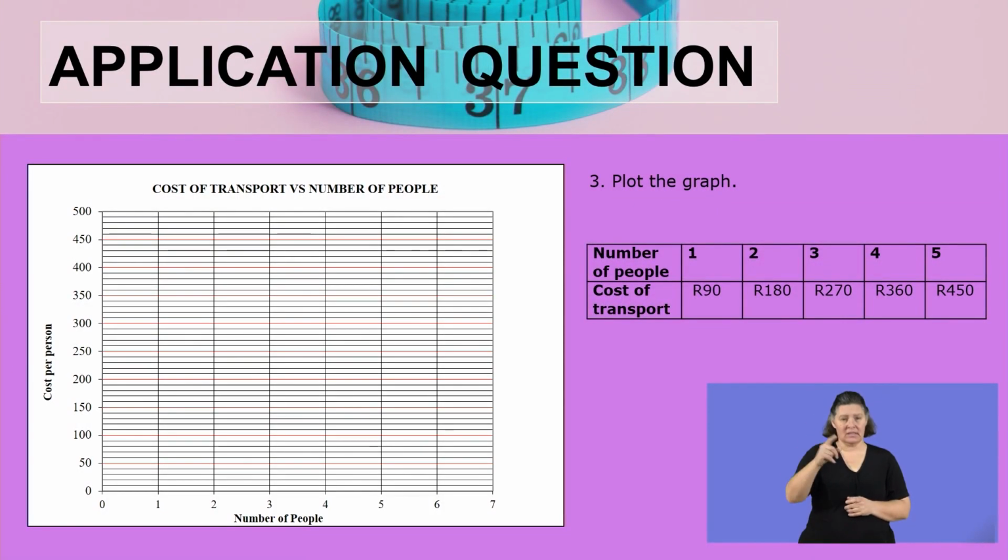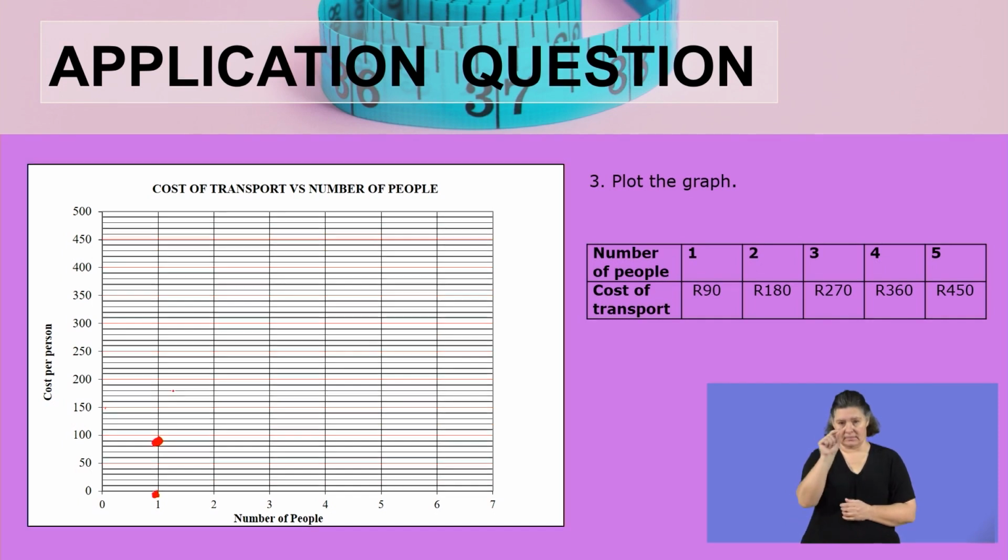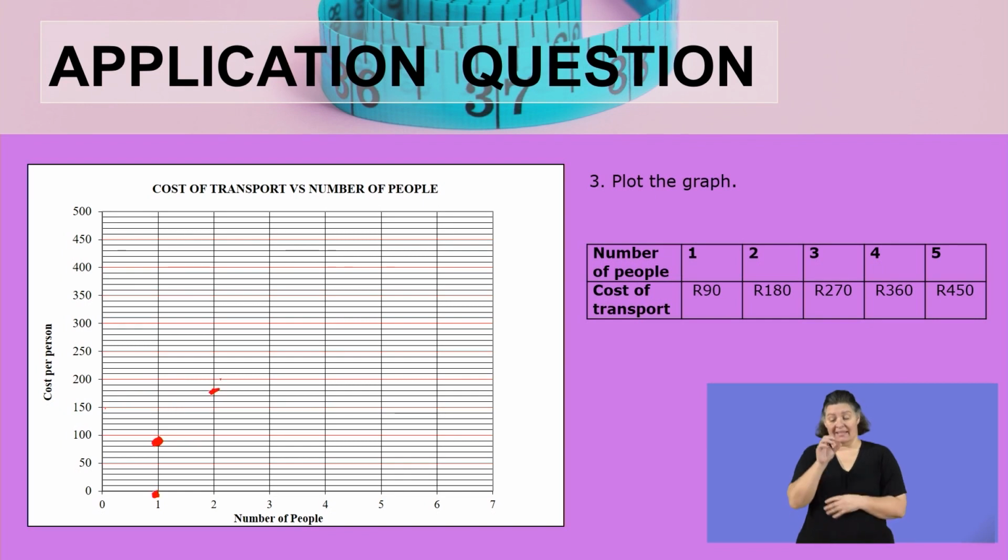So now to plot the graph, we say if you have one person, we said the cost is 90 rand. 90 will be just below 100 rand. This is the point. And then if there are 2, we said the cost will be 180. If this is 150, we will say 160, 170, and 180. 180 is this line. So this is your point. And then if it's 3, we said the cost is 270. So because this is 250, we can count and say 260, and this is 270. And this is your point.